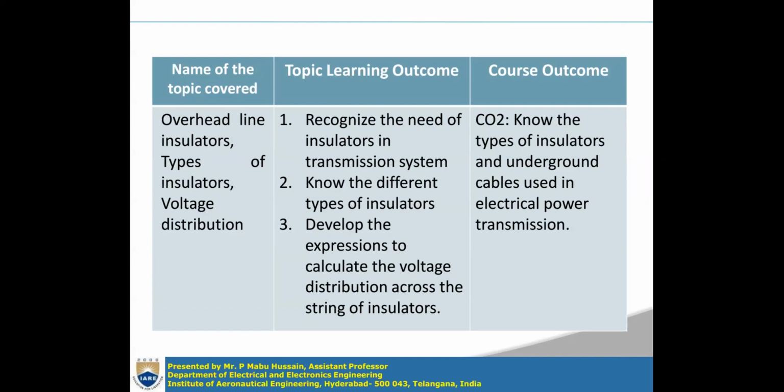He can also develop the experiment for calculating the voltage across the set of insulators. Okay.